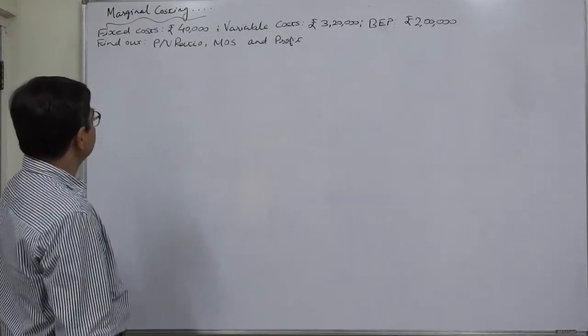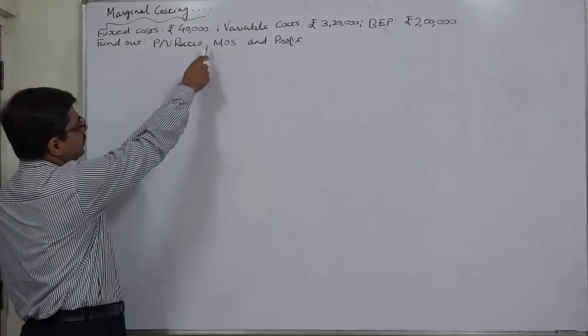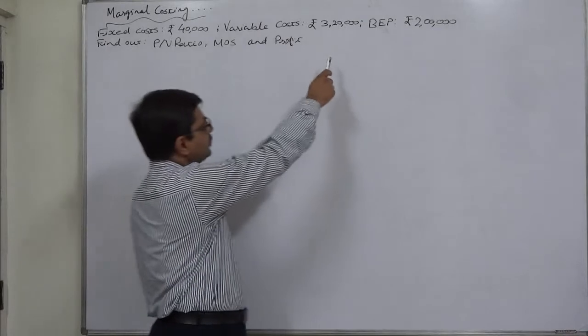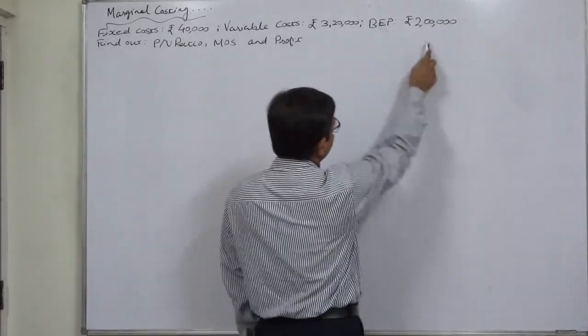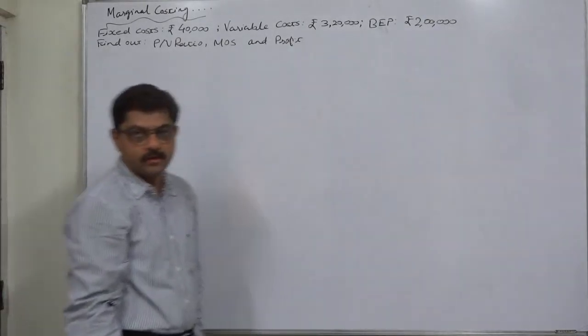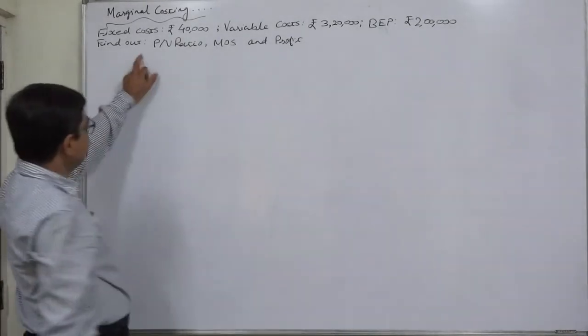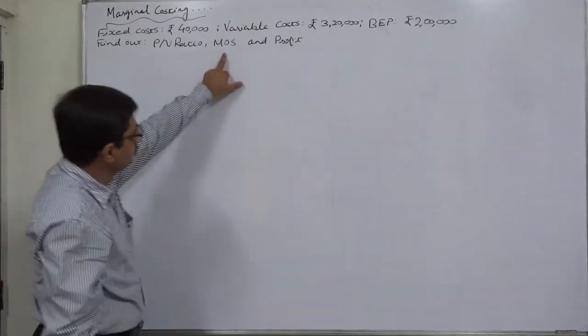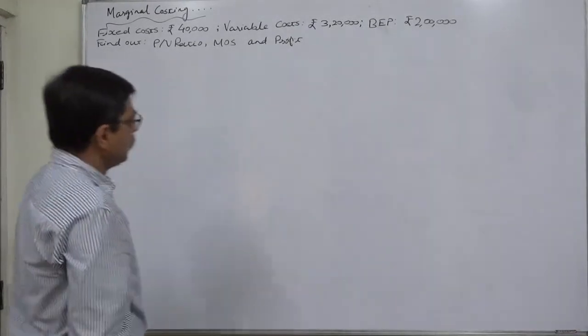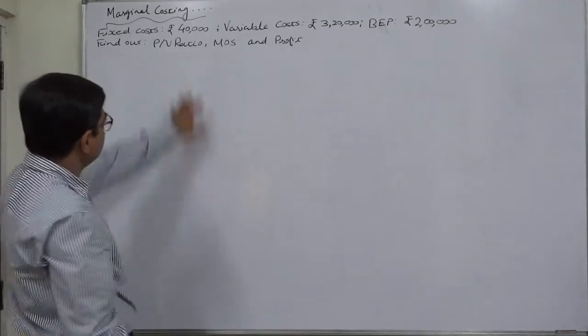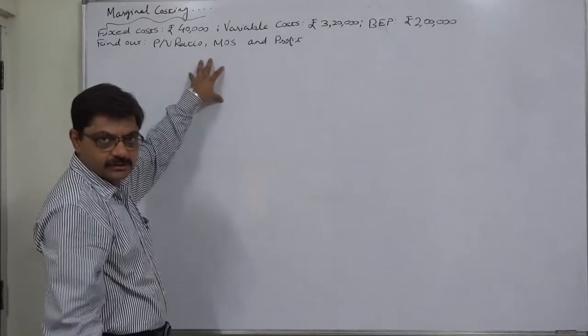The data available is fixed cost rupees 40,000, variable cost rupees 3,20,000, or 320,000, and break even point rupees 2 lakh, or 200,000. Find out profit volume ratio, margin of safety and profit. That means profit at present. Now first of all, which out of these three can be found first?